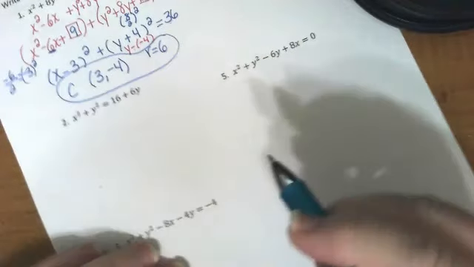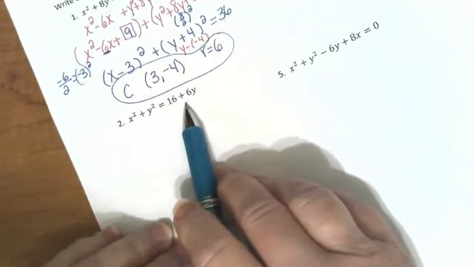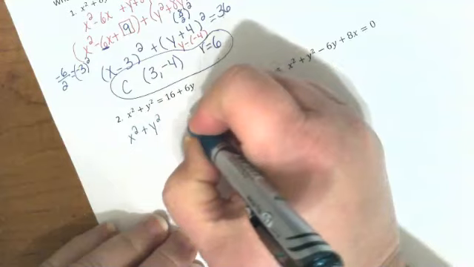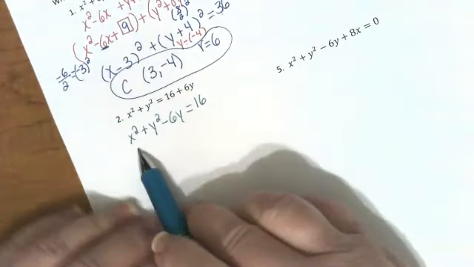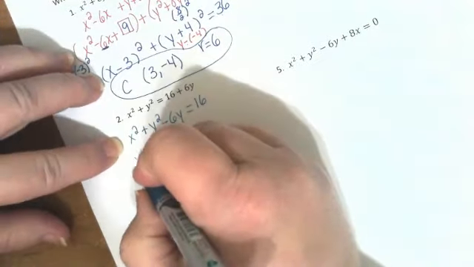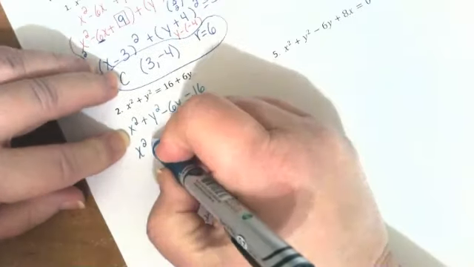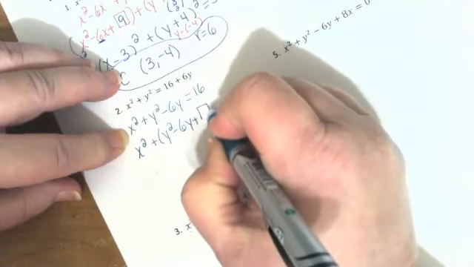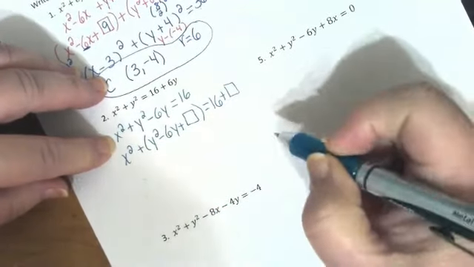Number 2 says x squared plus y squared equals 16 plus 6y. So I'm going to group all my x's and y's together. X squared plus y squared minus 6y equals 16. Now notice there isn't an x value, there's just an x squared. So I'm going to leave x squared alone. That's going to have a coordinate of 0. So that part's easy. My y's, I'm going to group them together and find the number to complete the square.